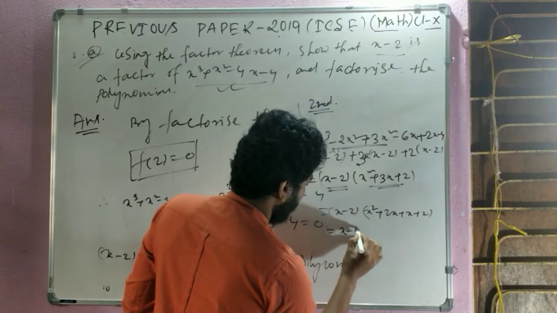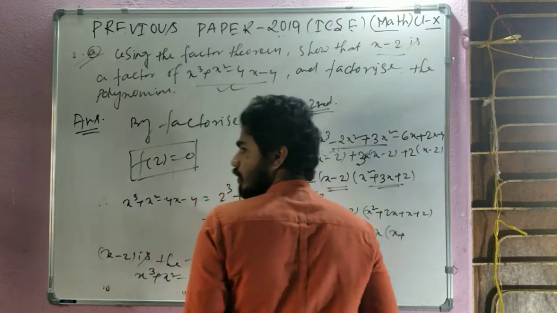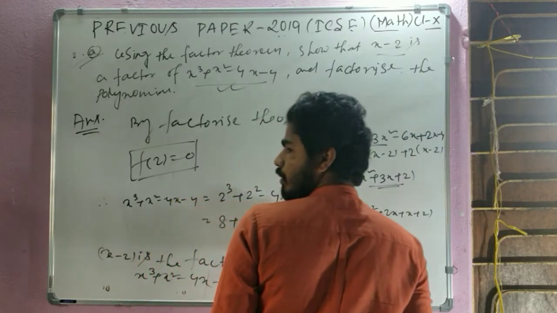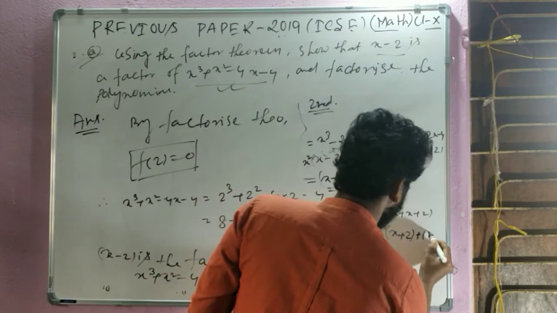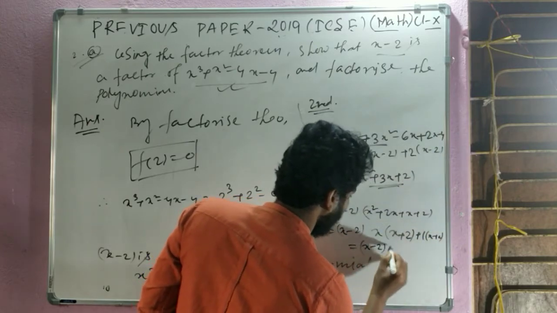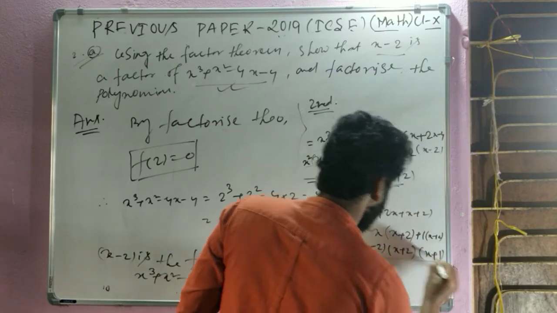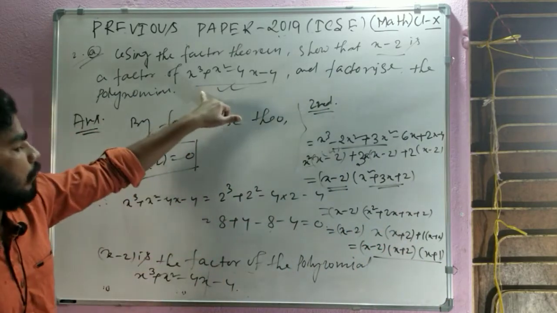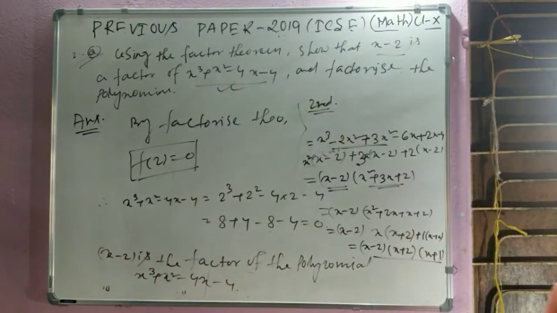That means x minus 2 into x common, x plus 2 plus 1, x plus 2. That means x minus 2, x plus 2 and x plus 1. So a 3 degree polynomial has 3 factors. This is the solution of this question.